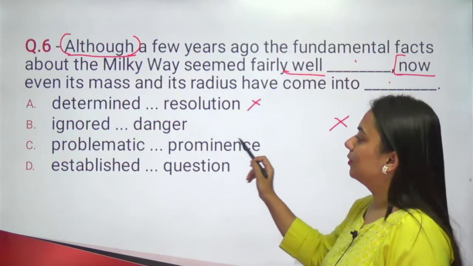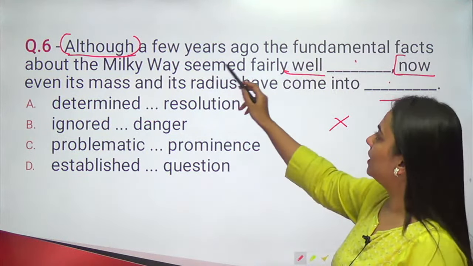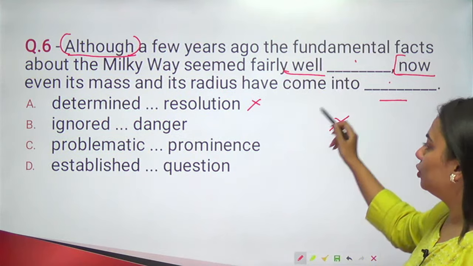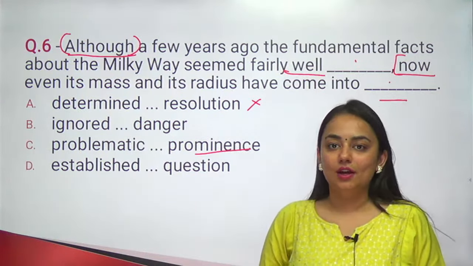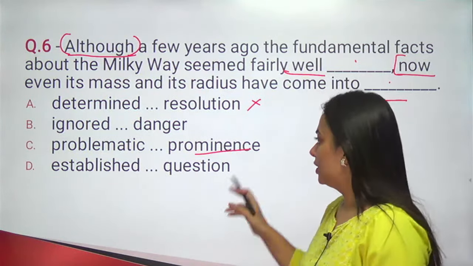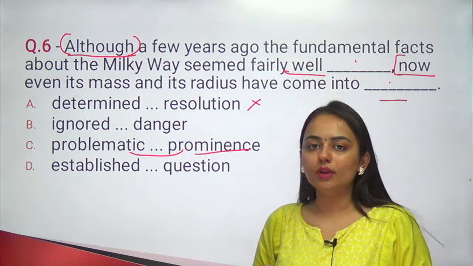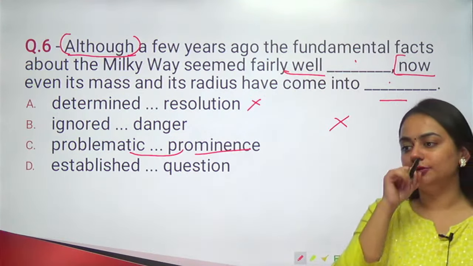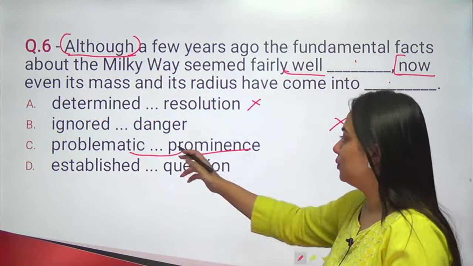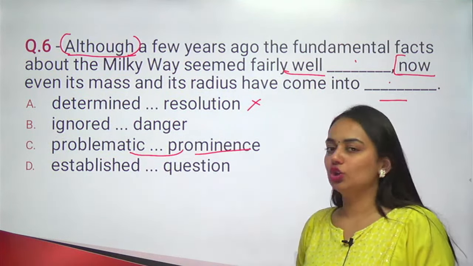Problematic and prominence. Let's try to fit these. Although a few years ago, the fundamental facts about the Milky Way seemed fairly well problematic, now even its mass and its radius have come into prominence. Were they not in prominence earlier? We were already trying to know more about it, research more about it. So these two are actually not opposite to each other. We need to find an option with contradictory words, but these words are not contradictory to each other. Established and questioned, ignored and danger.